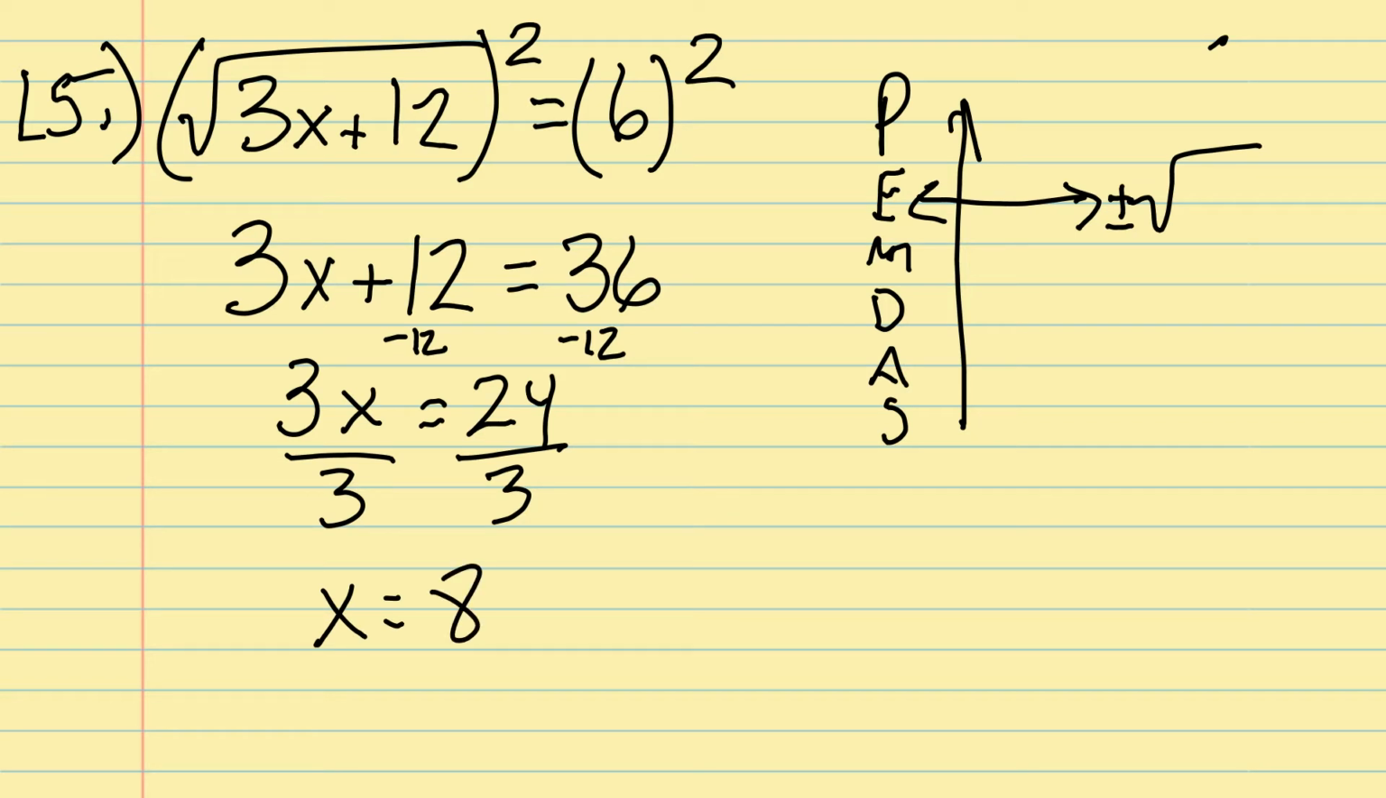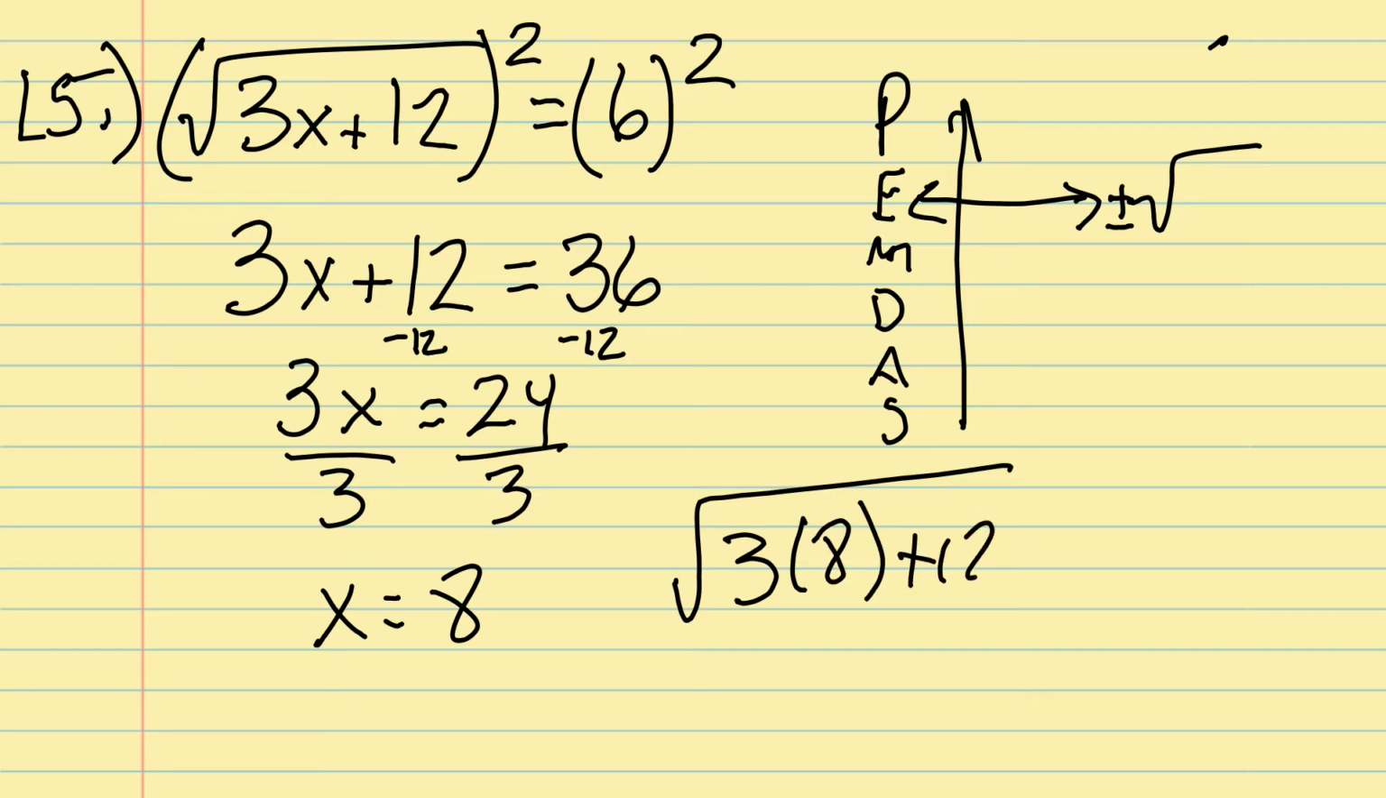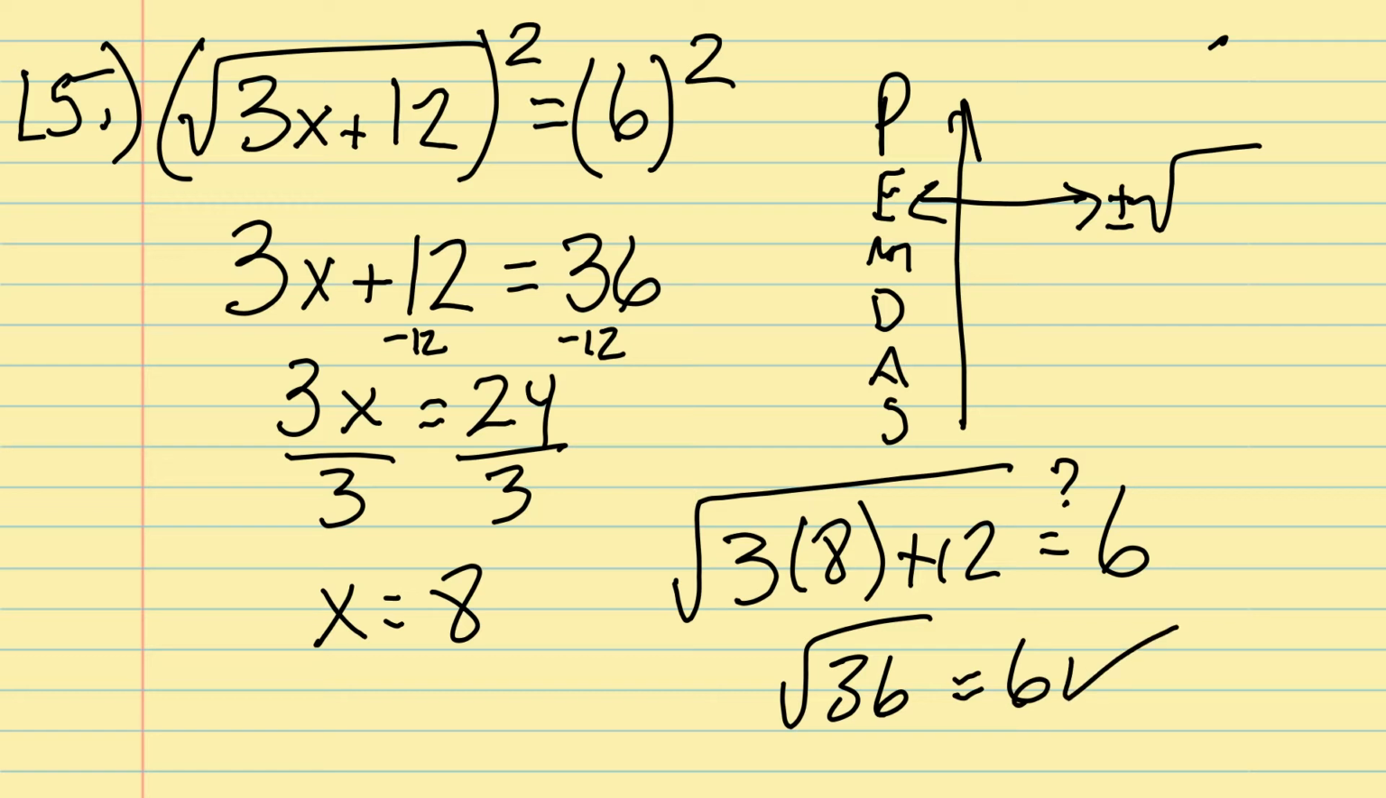Now the one thing I do have to do, because there's a radical there, I have to plug that back in and double check, because it is possible that that doesn't work, and that there's no solutions, even though mathematically it does say there's a solution. So I'm just going to check it. 3 times 8 plus 12, that is the square root of 36, is equal to 6, so it does work out perfectly. All right, moving on.